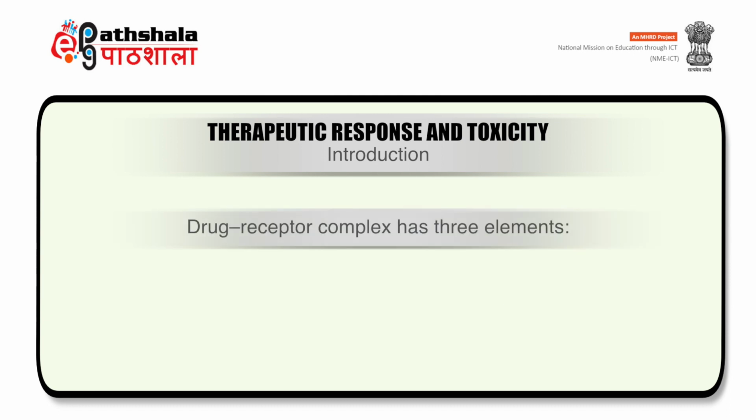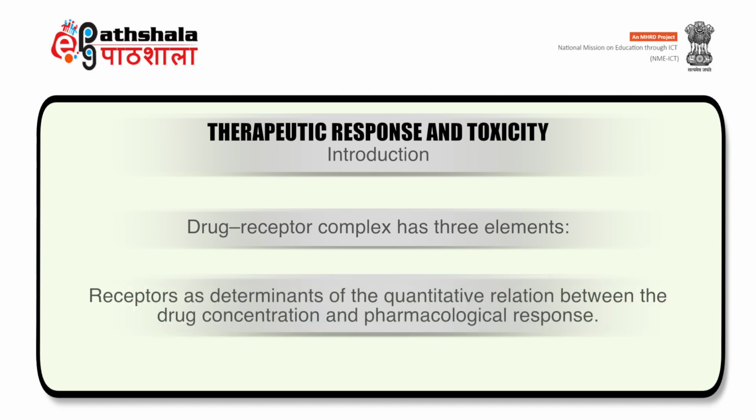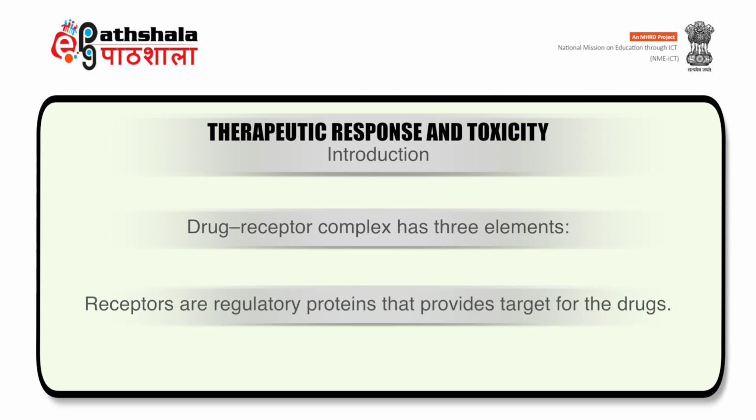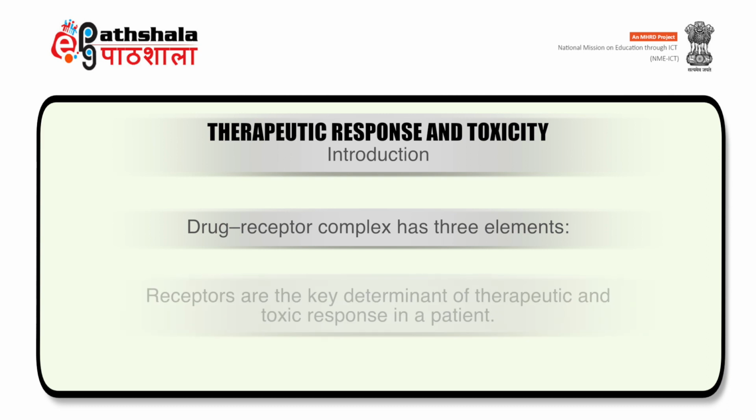So, the drug receptor complex has basically three elements. What are these three elements? Receptors as determinants of the quantitative relation between the drug concentration and pharmacological response. Receptors are also regulatory proteins that provide a target for the drugs. Receptors are the key determinant of therapeutic and toxic response in a patient.